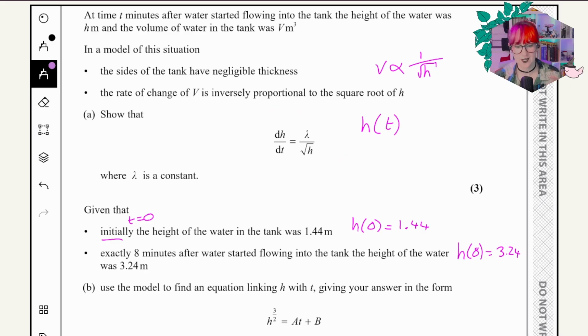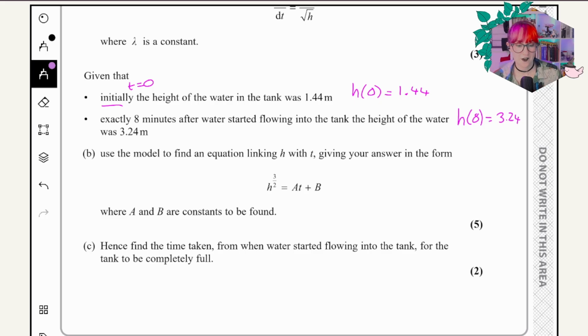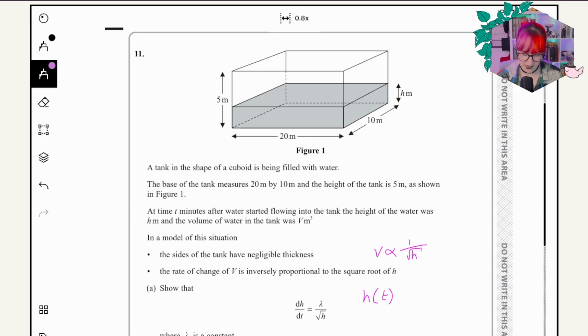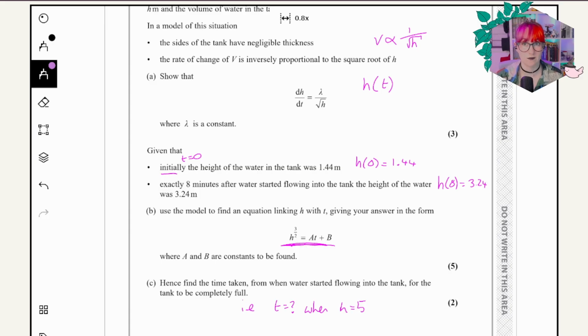To find an equation linking h with t, giving your answer in the form h is 3/2 a t plus b, where a and b are constants to be found. So we need to find a and b. Then find the time taken from when the water started flowing into the tank for the tank to be completely full. Here we get told that the entire tank is 5 meters, so we're looking for at what time is h 5. This expression will give us that. We plug in h equals 5 once we know a and b, and we should be all right. That's the plan anyway.